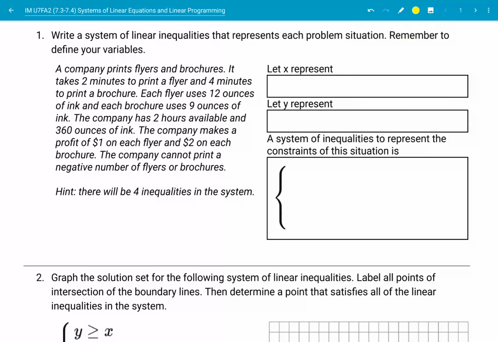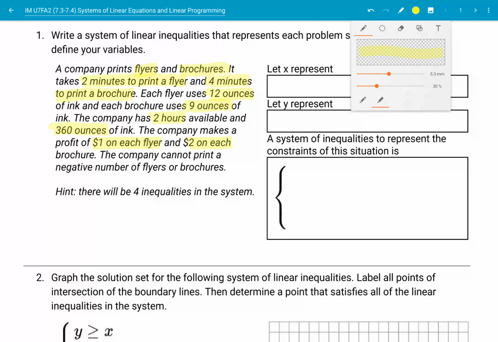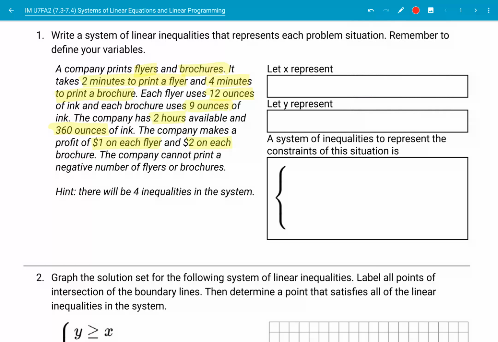A company is printing flyers and brochures. And it takes 2 minutes to print a flyer, 4 minutes to print a brochure. Flyers use 12 ounces, brochures use 9 ounces of ink. The company has 2 hours available, 360 ounces of ink, and they make a profit of $1 on each flyer and $2 on each brochure. So the next thing we need to do is define our variables.